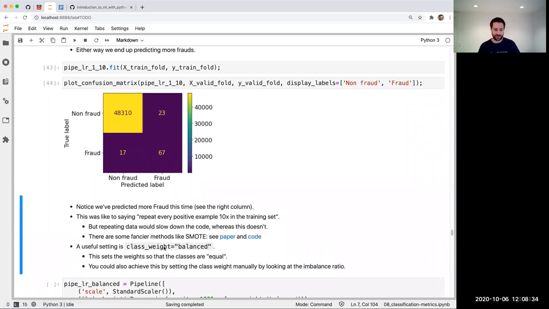So another useful setting of class weight in scikit-learn, you can just say make this weight 10, but there's a special thing called class weight equals balanced. And what that basically does is it says, hey, you have 400,000 not frauds and 400 frauds. Okay, that's a 1,000 to 1 imbalance in your training set. So I'm going to set the class weight of the frauds to be 1,000 times more to counteract that and make it as if your data set had half frauds and half not frauds.